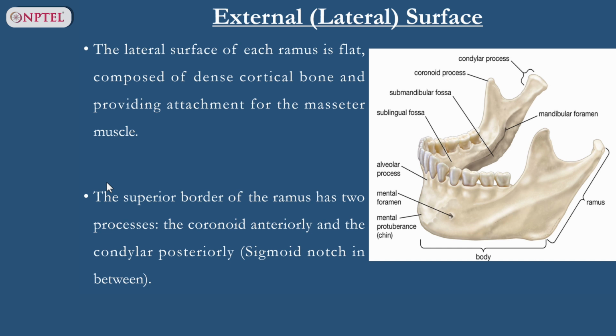The lateral surface of each ramus is flat, composed of dense cortical bone, and it provides attachment for the masseter muscle. The superior border of the ramus has two processes, the coronoid anteriorly and the condyle posteriorly, and in between these two processes lies a sigmoid notch.